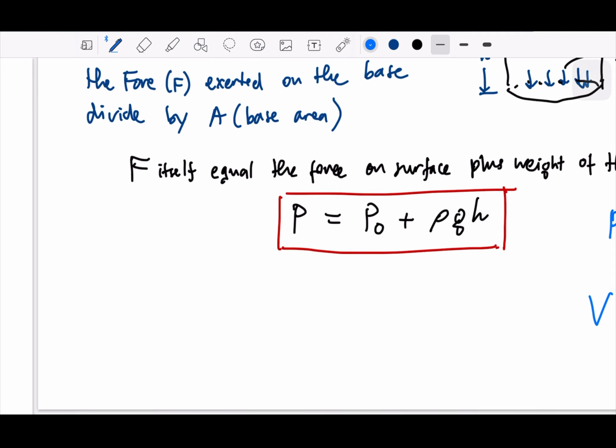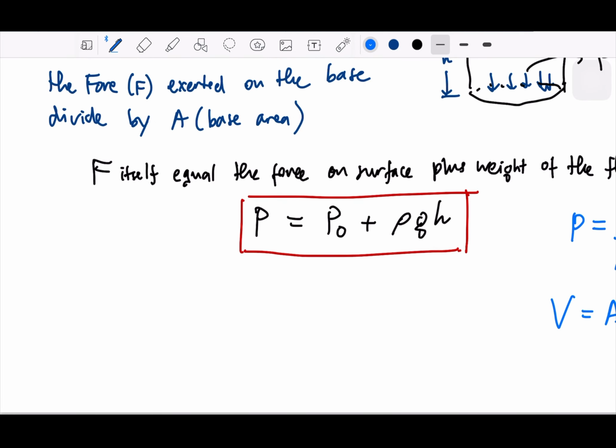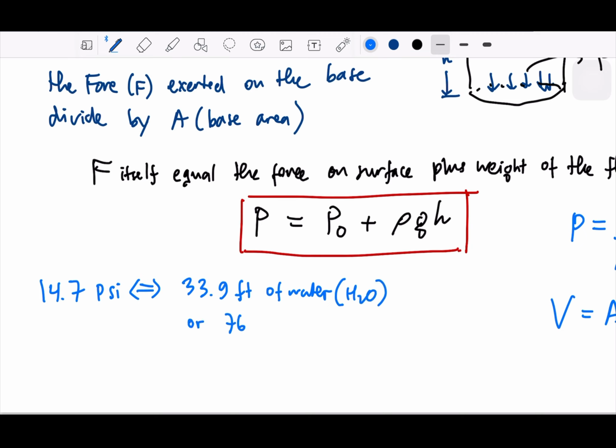So if you have 14.7 psi, equivalently, 33.9 feet of water, or H2O, or 76 centimeter of mercury, or Hg, mercury.